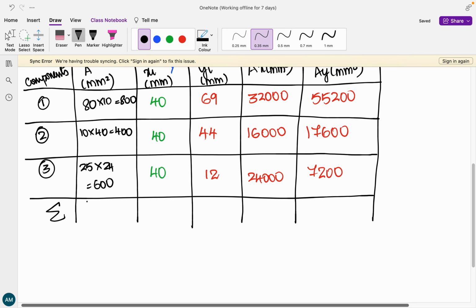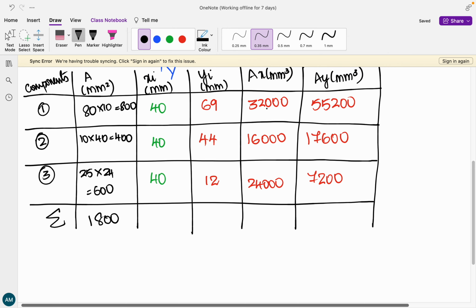Now let us calculate the summation. First, the summation of area, that is 800 plus 400 plus 600, which is 1800. The next one, a into x: 32000 plus 16000 plus 24000, so it is going to be 72000. The next one, 55200 plus 17600 plus 7200, so this value is 80 followed by 3 zeros.